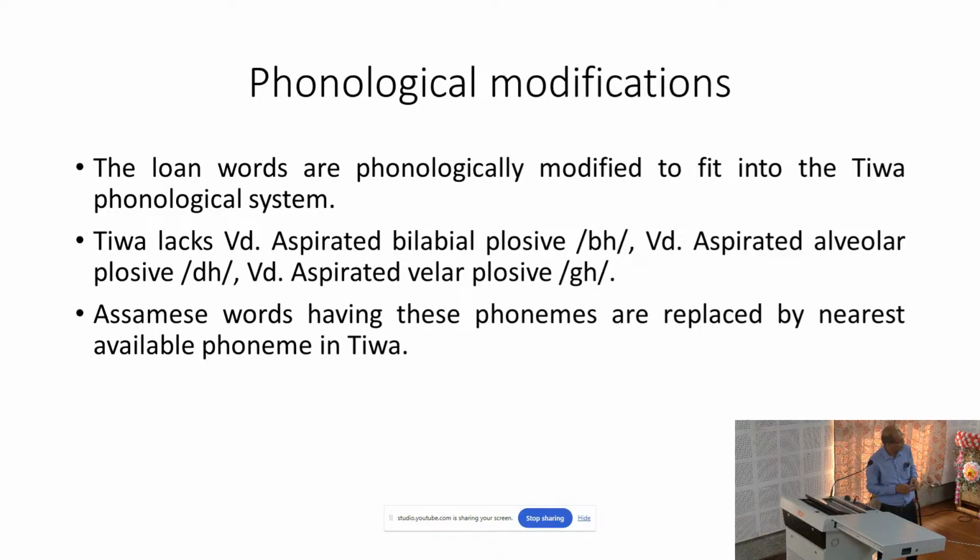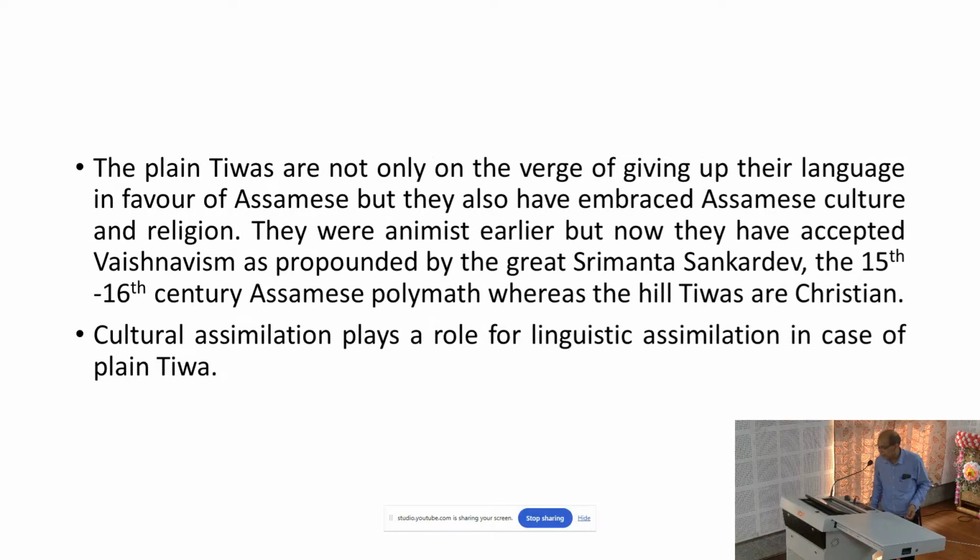That's a fundamental. That's why I said that in Tiwa, you don't have bha. So Assamese is Phagin, since they don't have bha, they will replace it by nearest stabilization, so it becomes Pagin. Right? So bha becomes pa. So that's called phonological modification, and it is available in all the languages. So I think that should be enough.